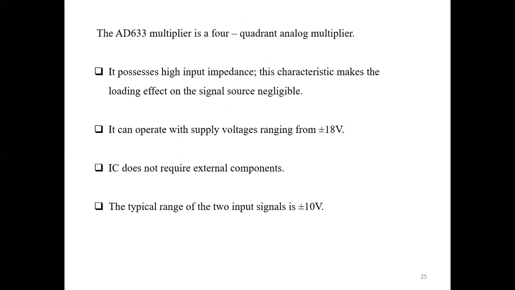It possesses high input impedance. This characteristic makes the loading effect on the signal source negligible. It can operate with supply voltages of plus or minus 18 volts. The IC does not require any external components. The typical range of the two input signals is plus or minus 10 volts.